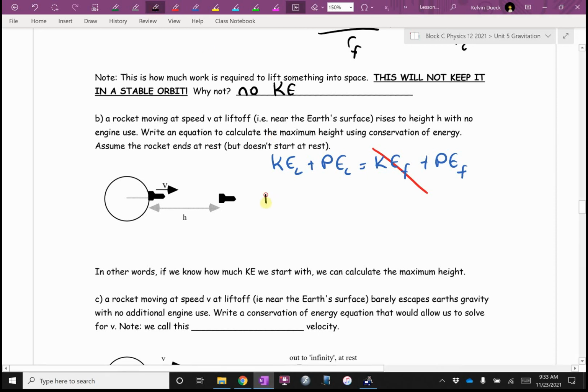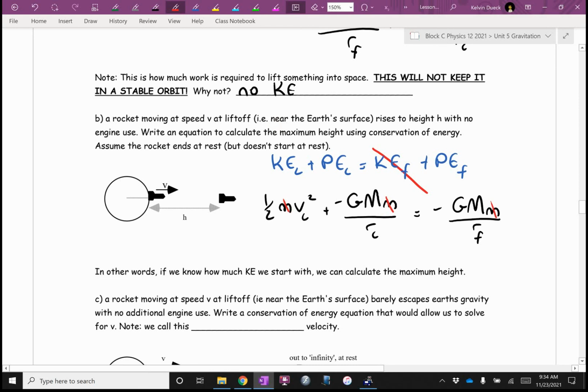This is going to end up being a half little m v initial squared plus, can I go mgh because I'm on the Earth? No, we're going cosmic, so we got to commit to it. Negative big G, big M, little m over r initial, and that's going to equal negative big G, big M, little m over r final. It is true that the little m's cancel.